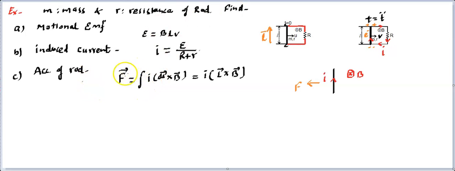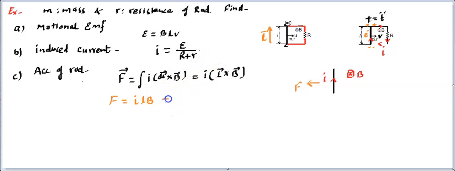Let me write over here. We will say this force will have a magnitude equal to I L into B into sine theta. Sine theta is sine 90 because the L direction and B direction are at 90 degrees. So the force will become equal to this. So that's the force. And what is I? We have already calculated I.